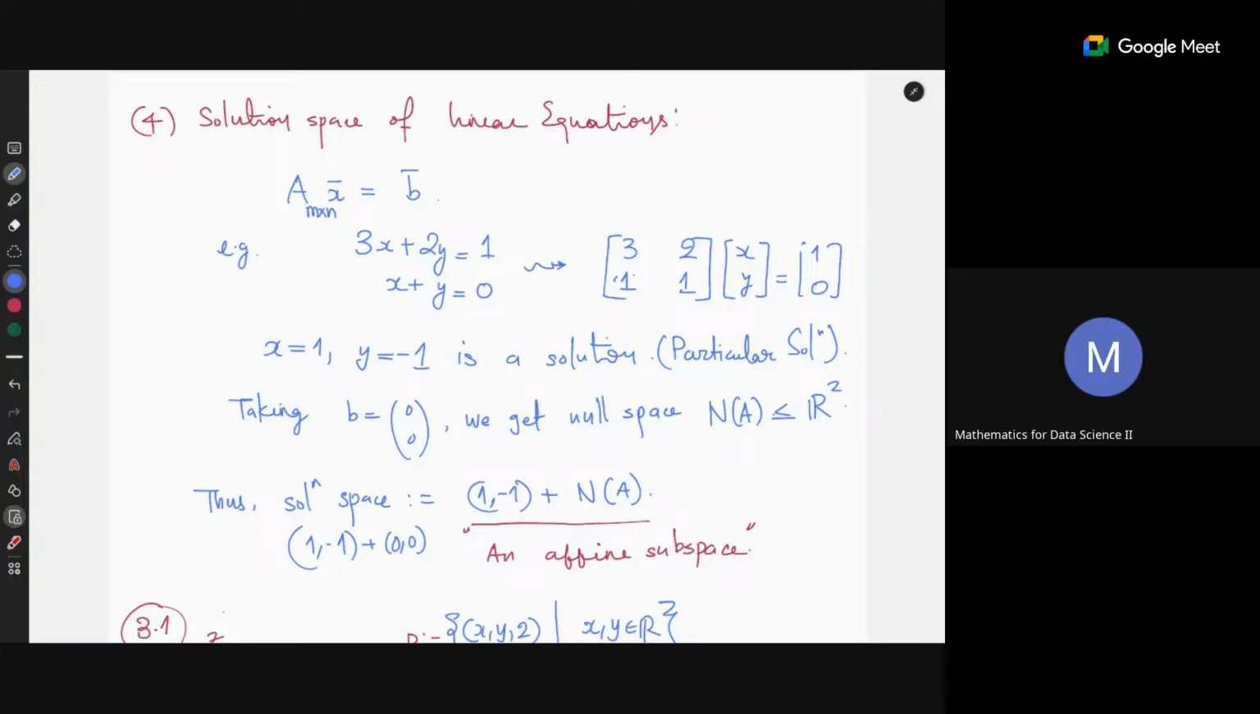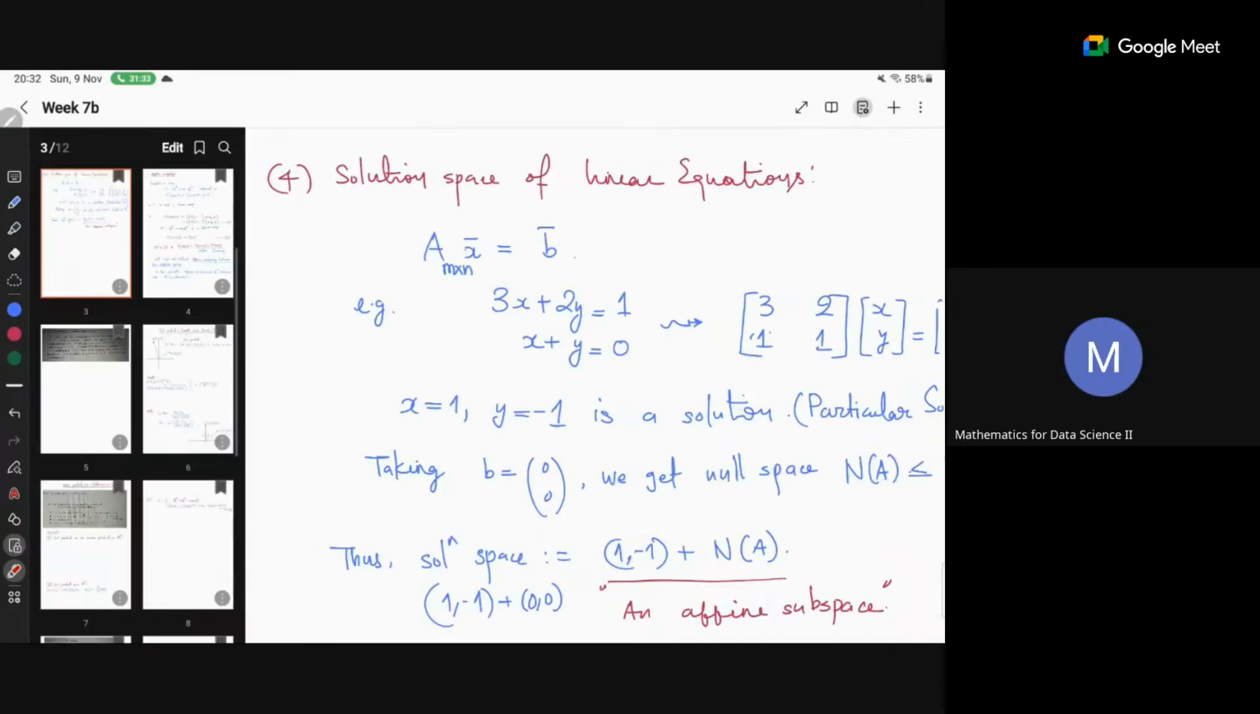Any vector of this form is a solution to this system. Then for Ax equal to b, if we take a non-zero b, it will also have infinite solutions. That is what I'm trying to say. For example, you have taken 3x plus 2y is equal to 1. In this case, the null space is zero. But you can have matrices with a non-trivial null space.